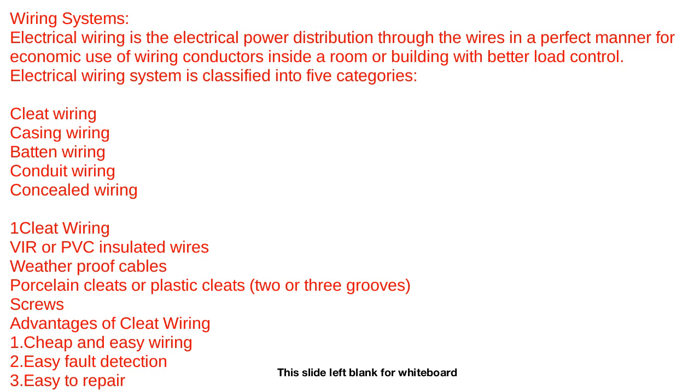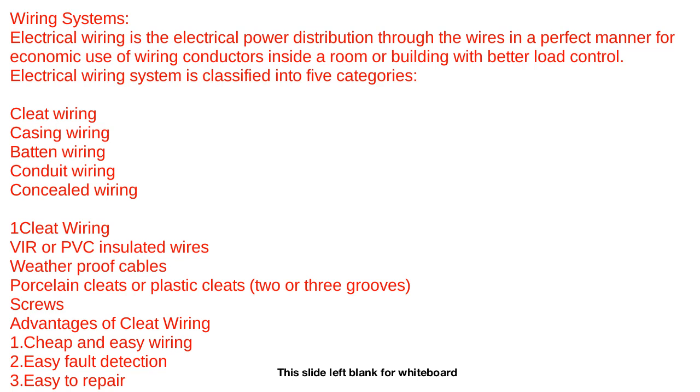The other disadvantage is that in the cleat wiring system, the chances of shock or fire are higher. What do we mean by that? We have said the wiring is done on the surface, so the system is exposed to shock. People who are not electrically literate can interfere with your installation and be shocked, and that may cause fire, and fire may destroy your installation or your whole building.